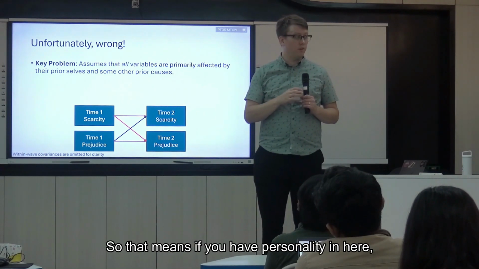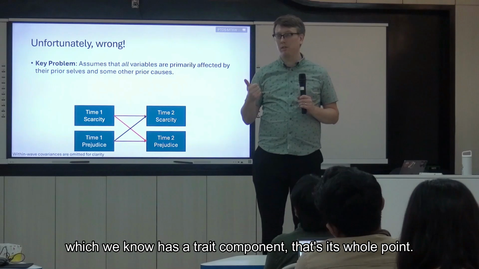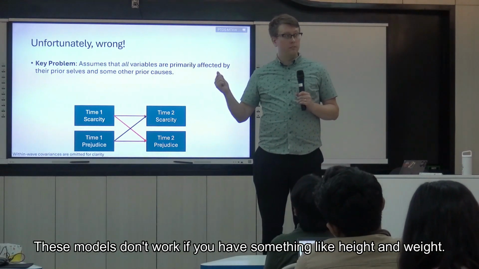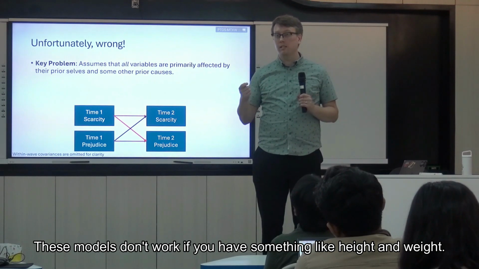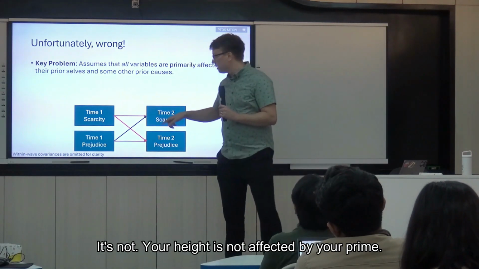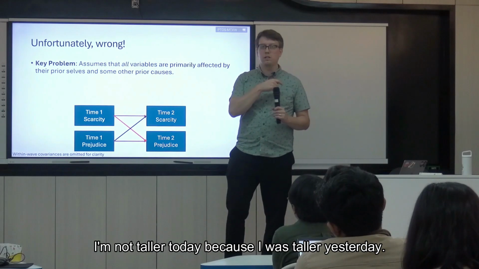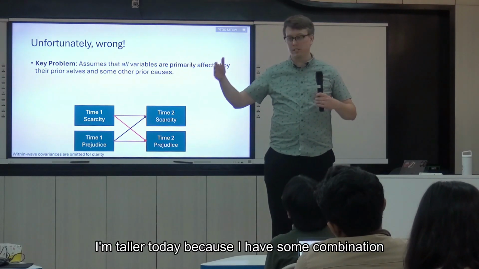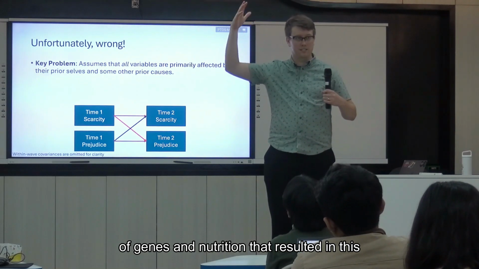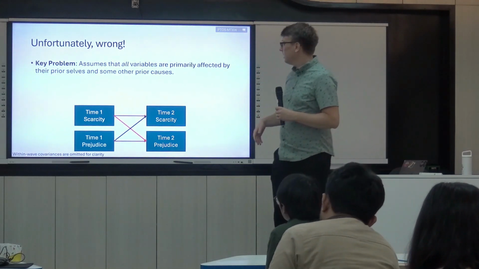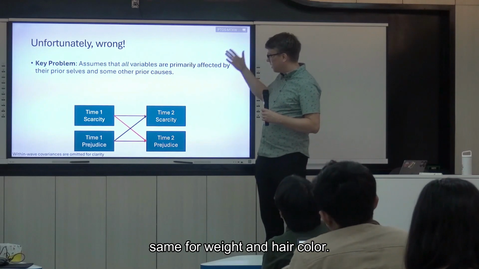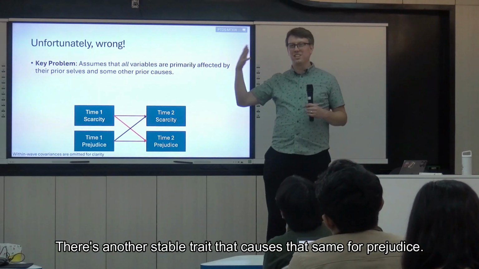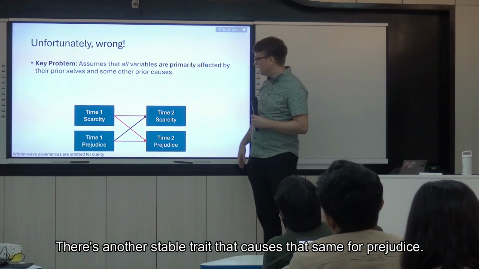That means if you have personality in here, which we know has a trait component, that's its whole point, these models don't work. Take something like height and weight: your height is not affected by your prior height. I'm not taller today because I was taller yesterday, right? I'm taller today because I have some combination of genes and nutrition that resulted in this. Same for weight and hair color. My hair color today is not this color because it was this color yesterday, right? There's another stable trait that causes that.